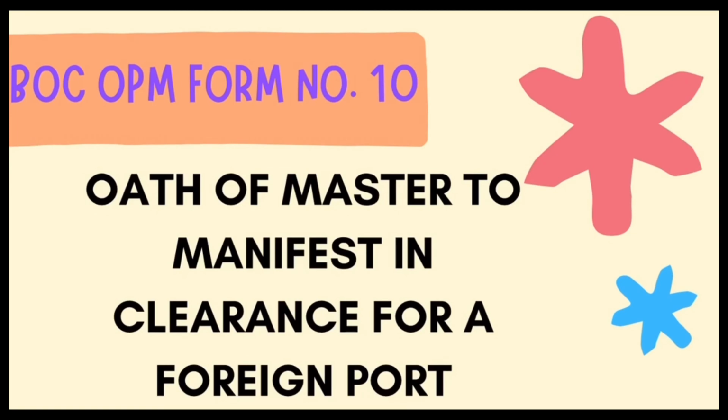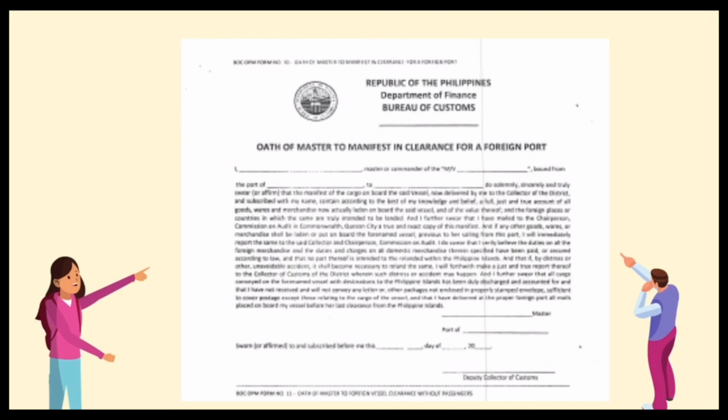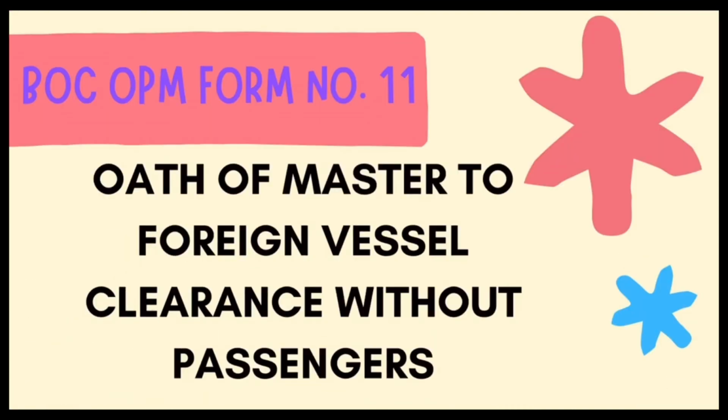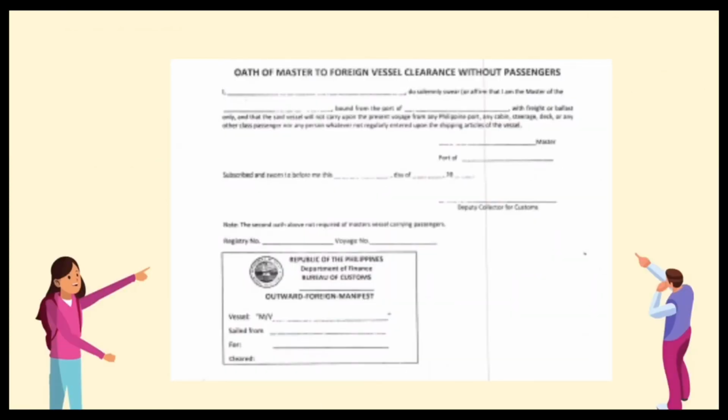BOCOPM form number 10. Oath of Master to manifest in clearance for a foreign port. This is an example of BOCOPM form number 10. It is the written statement of oath by the master of vessel as a confirmation of telling the truth about the successful unloading of cargo to the assigned collector of the district. BOCOPM form number 11. Oath of Master to foreign vessel clearance without passenger. This is an example of BOCOPM form number 11. It is the written oath statement by the master of vessel as a confirmation that there are no unauthorized passengers on board the vessel.